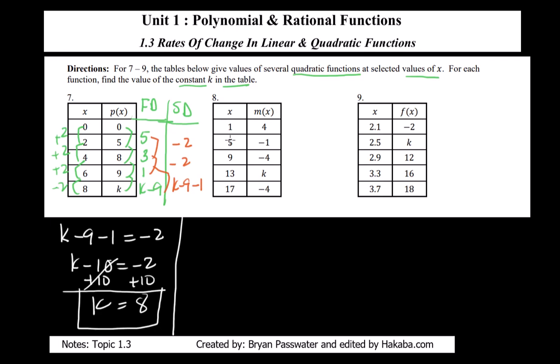So now we will find the difference of x. 5 minus 1 is 4. 9 minus 5 is 4. 13 minus 9 is 4. 17 minus 13 is 4. So now let's do the difference of the y, or m of x. Negative 1 minus 4 is negative 5. Negative 1 minus negative 1 is negative 3. K minus negative 4 is k plus 4. Negative 4 minus k is negative 4 minus k. That would be the first difference.